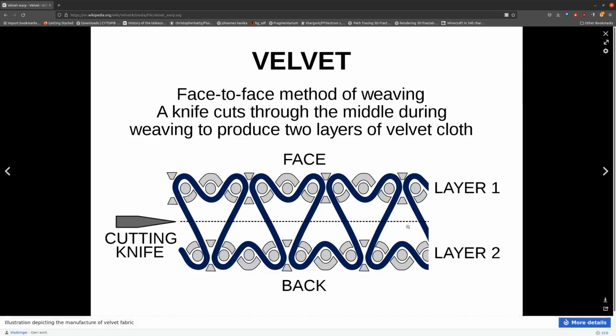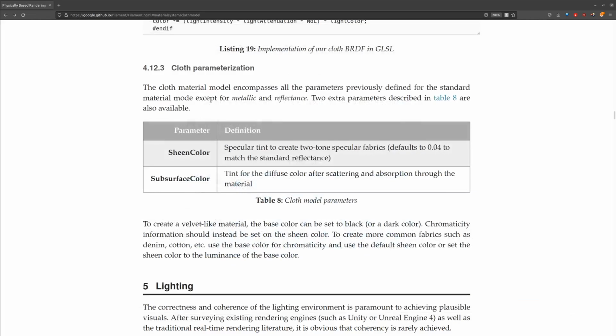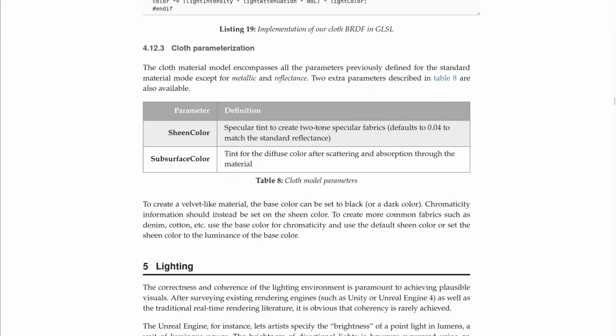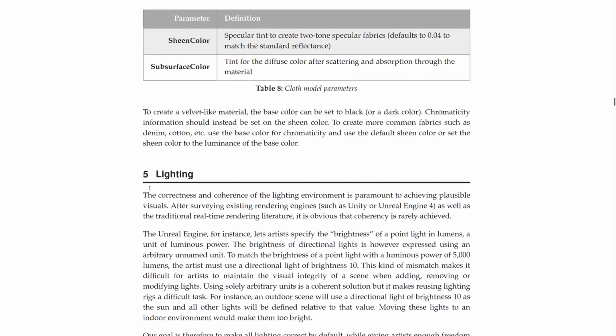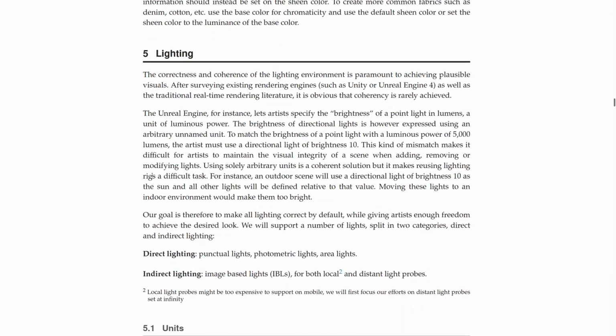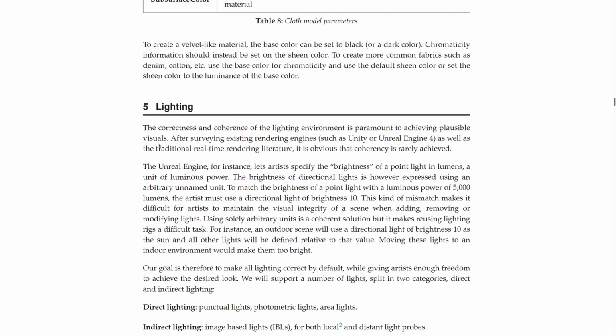Interesting. A face-to-face method of weaving. Weave 2 and then cut it in half. All right, do we want to continue with chapter 5 or? Yeah. Okay, cool.